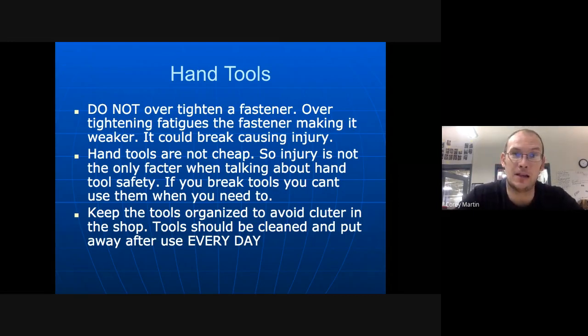If you have an impact with 200 foot-pounds of torque or 500 foot-pounds of torque, a lot of them are way more than that, and you're hammering a lug nut on, it might break it off. And if it doesn't break it off, it's going to be on there way tighter than it needs to be. And this will create a problem later down the road.